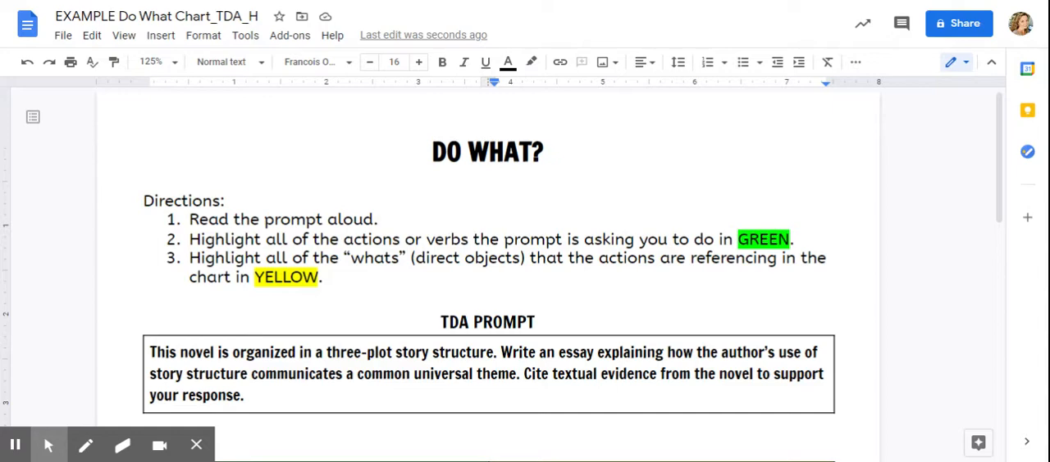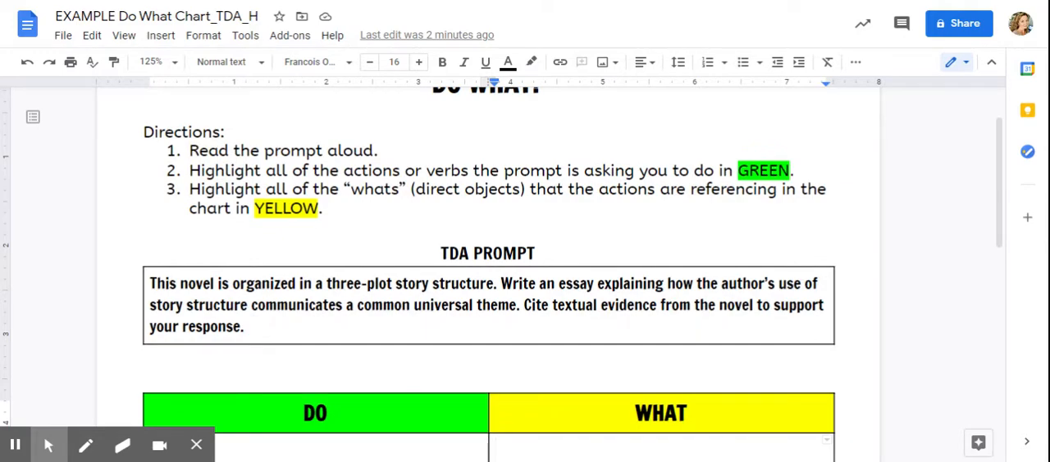So it's pretty simple. Number one, you're going to read the prompt aloud to yourself. Number two, highlight all of the actions or verbs the prompt is asking you to do in bright green. And the third step is you're going to highlight all of the what's, we call those direct objects, that the actions are referencing in yellow. I'm going to walk you through step by step, and I'll give you a chance to pause the video so that you can follow along and do the same thing on your assignment sheet. Okay? So let's take a look at the prompt.